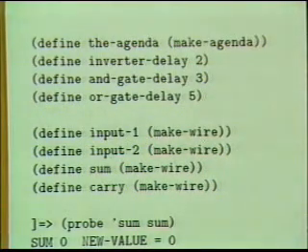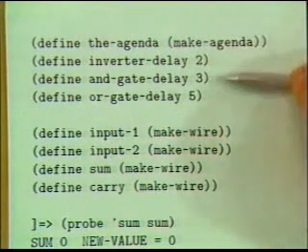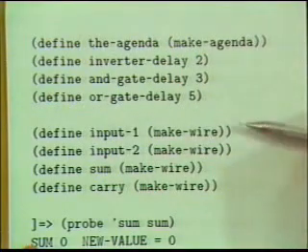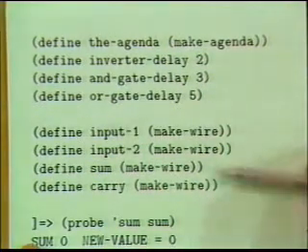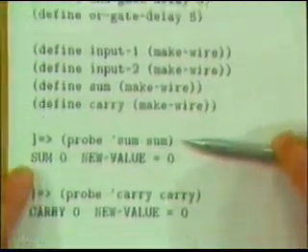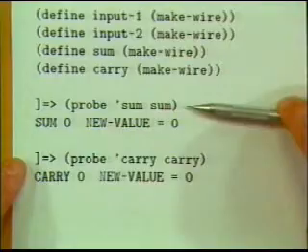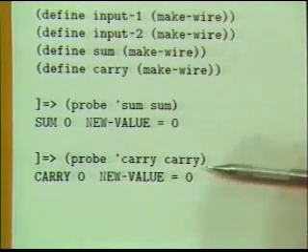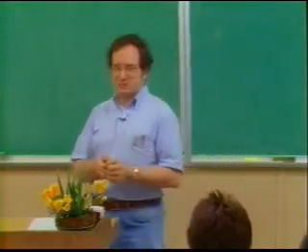Well, in any case, what we have here is a few simple things, like inverter delays being set up and making a new agenda, and then we can make some inputs, input 1, input 2, a sum and a carry, which are wires. I'm going to put a special kind of object called a probe onto some of the wires, onto sum and onto carry. A probe is an object that has the property that when you change a wire it's attached to, it types out a message. It's an easy thing to do.